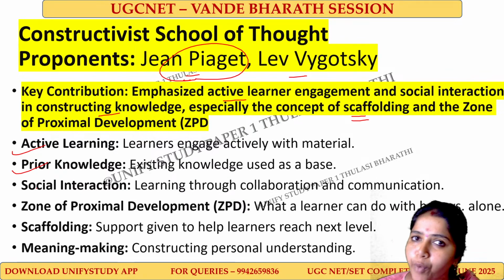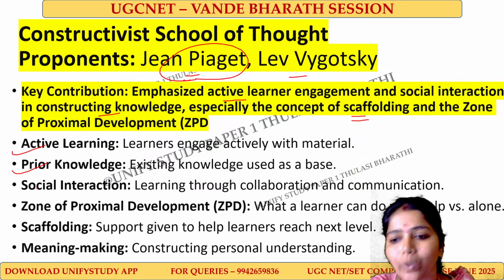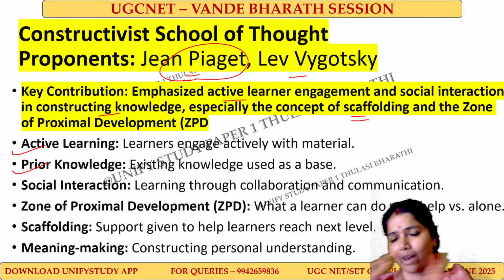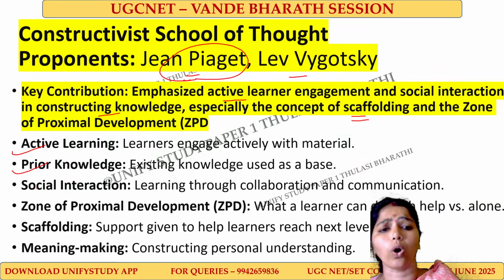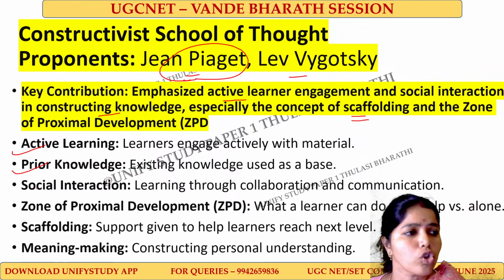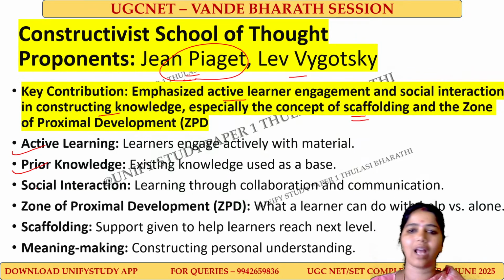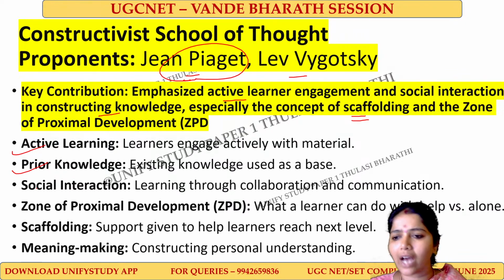And zone of proximal development means what? What a child can do with the help of others or alone, and that is called zone of proximal development. Understand it very clearly. Zone of proximal development means I am a learner. Assume that you are a learner, I am a learner, okay? So if we are learners, what can we do alone?